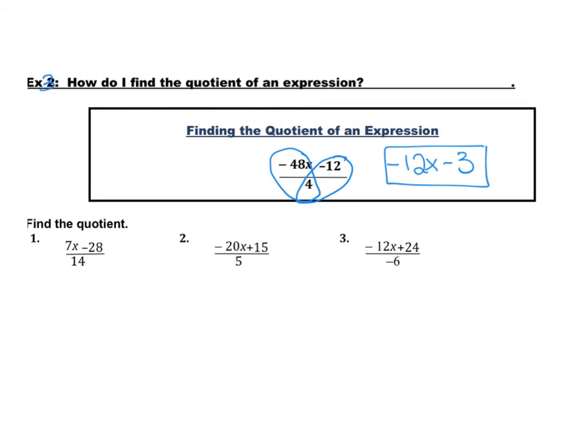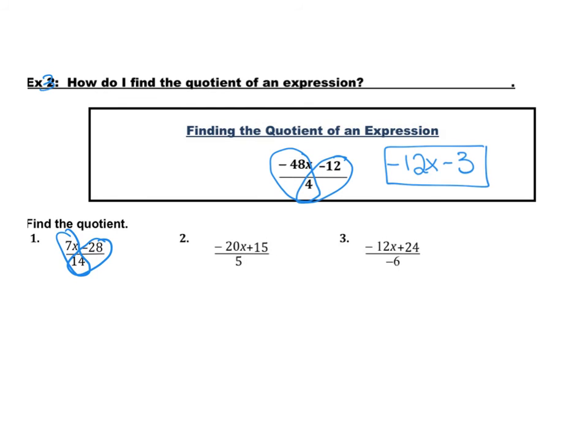All right, let's take a look at the next one. I have 7x minus 28 divided by 14. So I'm going to take, and again, let's do this, make sure you can see your operations. Now, remember, it's always top number divided by bottom number. And 7 divided by 14 is different than 14 divided by 7. So yours have the top number is 7, the bottom number is 14.